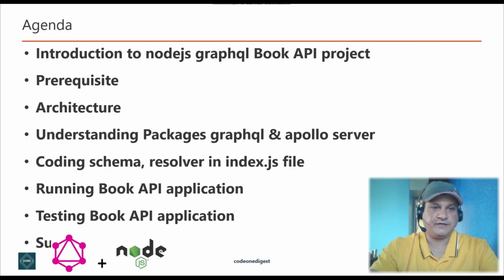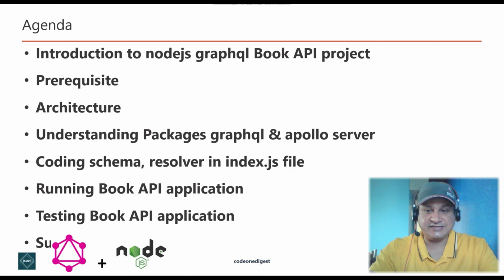I'll give you a brief introduction of the Node.js GraphQL book API project. What are we trying to achieve in this tutorial? What we are going to write in this project. So all of that we'll understand. Then I'll tell you the prerequisites for this tutorial so that you can follow me, all the required dependencies and software. Then I'll explain the architecture: what we are trying to achieve, how it is going to work, what components we are writing, and how the components are interacting with each other. So we'll cover that as a part of the architecture.